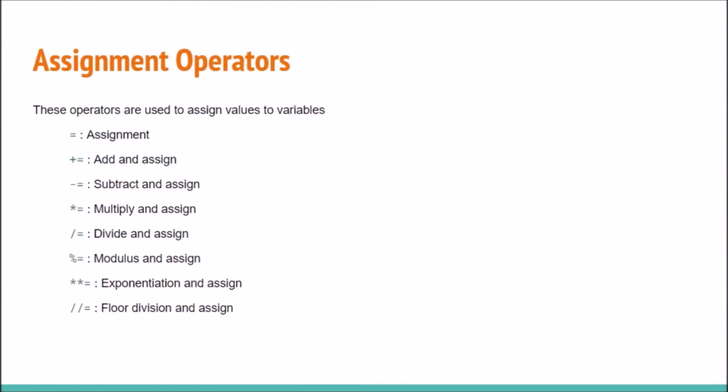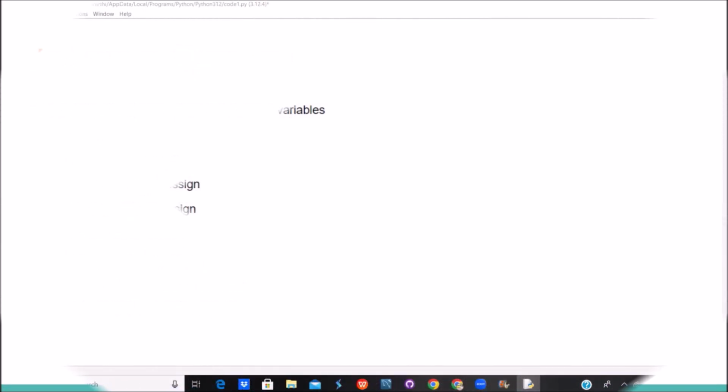Assignment operators. Assignment operators are used to assign values to variables. They can also perform operations before assigning the value. Here are the most common assignment operators in Python. Assignment, add and assign, subtract and assign, multiply and assign, divide and assign, modulus and assign, exponential and assign, floor division and assign. Let's see a Python program demonstrating assignment operators.